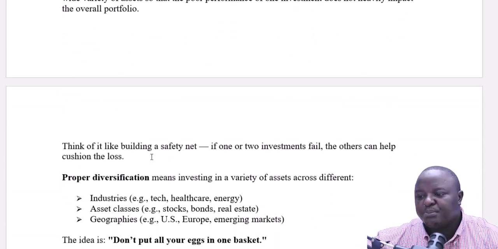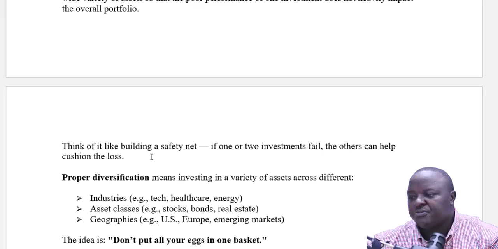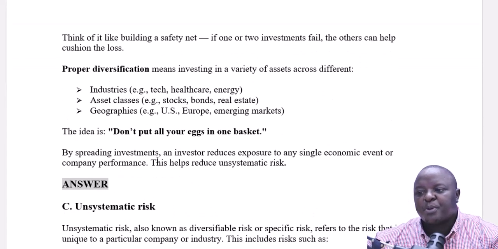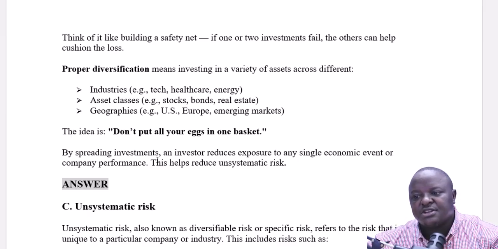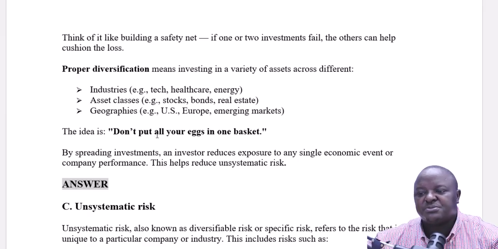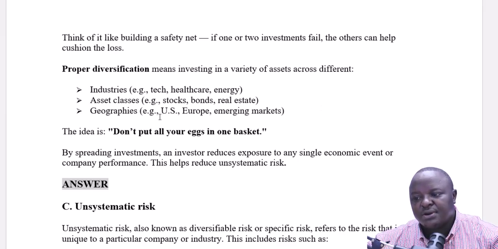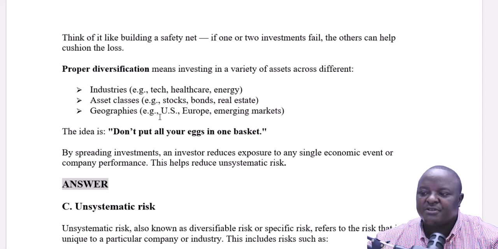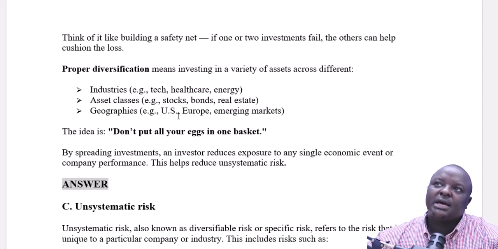So think of it like a safety net. If one or two investments fail, the others can cushion the loss. So proper diversification means investing in a variety of assets across different platforms, like industries such as technology, healthcare, and the energy sector; assets like stocks, bonds, and real estate; and geographies, like in the US, Europe, Africa, and all that.